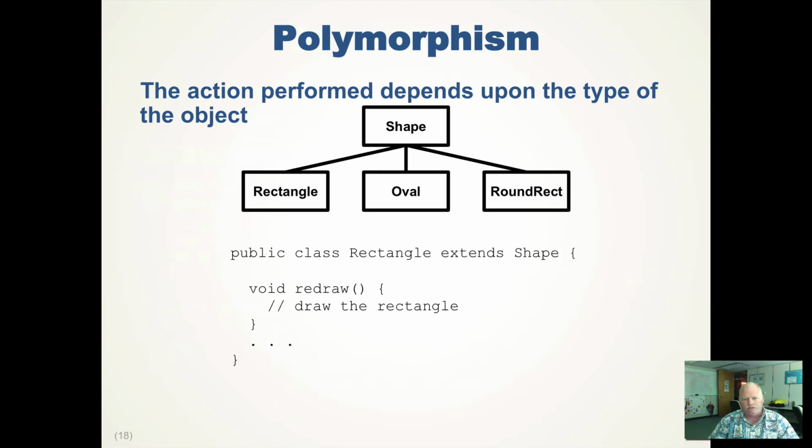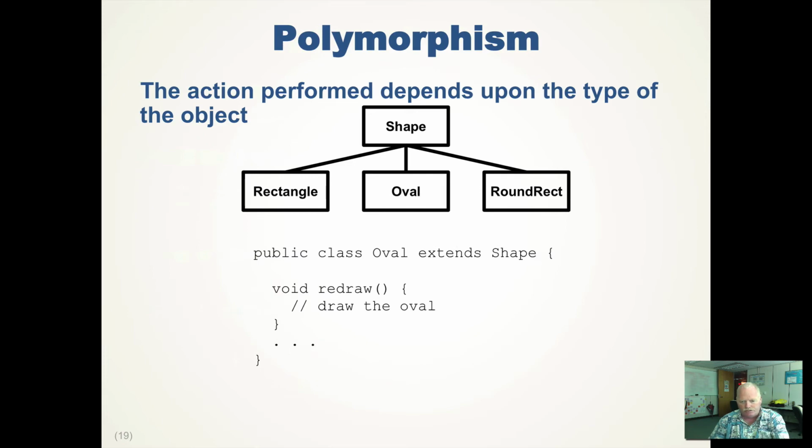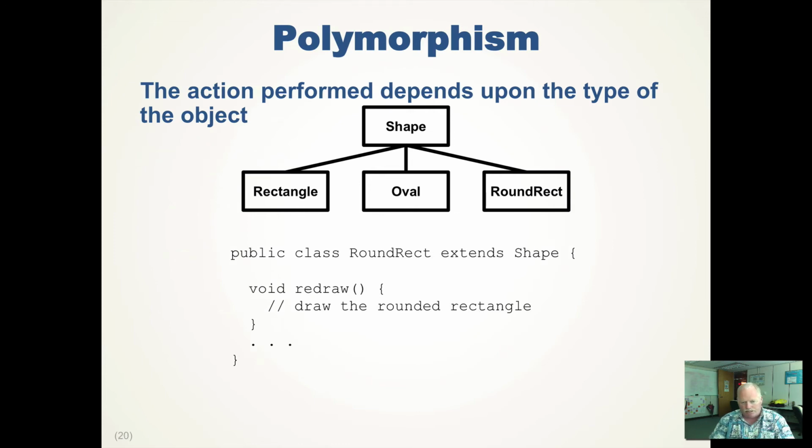So if we create a class rectangle that extends shape, and we override the redraw method and actually draw the rectangle, then we now have a thing that will draw a rectangle when redraw is called. An oval, same thing, we extend shape, we override the redraw method, and it will draw the oval, so ovals know how to draw themselves. And round rectangles, a rectangle with rounded borders, can redraw themselves because they know how to draw themselves. So now all three subclasses actually know how to redraw themselves, whereas the shape is sort of like, well, I'm not sure how do I redraw a shape?